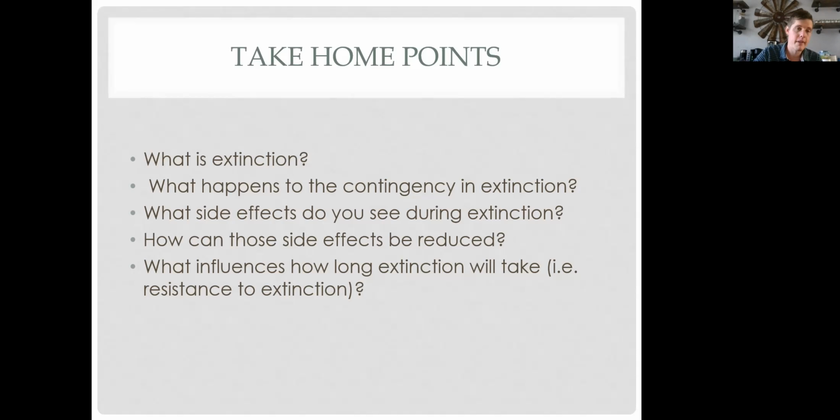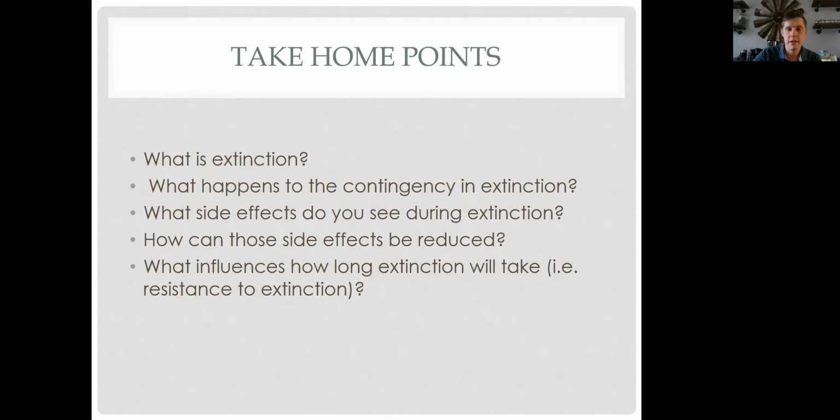But anyway, so the take-home points for today's lecture, quickly again. What is extinction? It's the termination of the reinforcement contingency. So that's when the behavior occurs, the reinforcer or punisher no longer occurs. Under these conditions, what happens to the contingency in extinction? The contingency is basically disrupted. You see the contingency essentially stop or be removed. And it's not the same as forgetting. It's not that there's just a gap in time. It's that you're actually breaking the association between the behavior and the reinforcer.